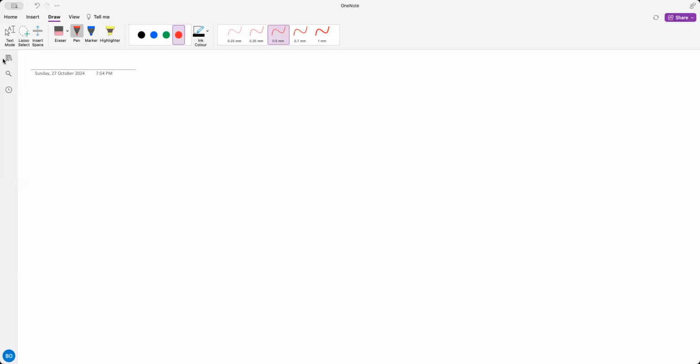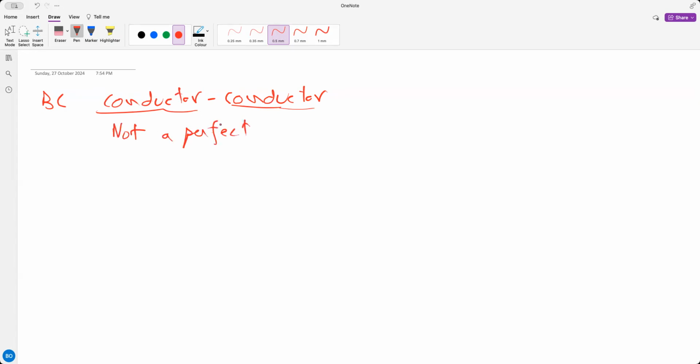Now let's go to conductor. Let's go to boundary conditions. Conductor. Okay. Now let me also, in fact, here it's a poor conductor. Yeah, it's a poor conductor, not a general case, not a perfect conductor. Okay.